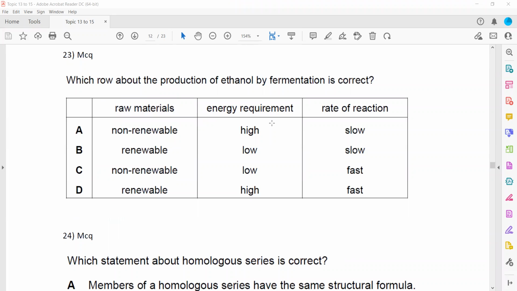Which row about the production of ethanol by fermentation is correct? The raw materials are renewable. The energy requirement is low, because we don't need too much energy for this, and the rate of the reaction is very slow. So B will be the right answer.